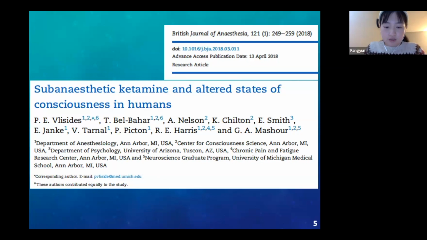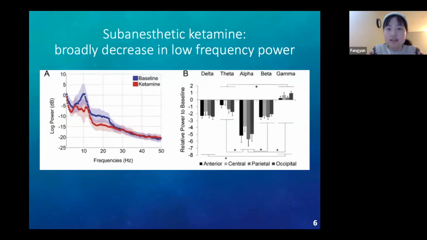Before jumping into our study, I would like to briefly talk about two other EEG studies which investigated the mechanism of subanesthetic doses of ketamine-induced dissociation. One is this paper published by Willis in 2018, in which they showed that the reduction of alpha power at the precuneus and the temporal parietal junction is the mechanism for subanesthetic ketamine-induced dissociation. They compared EEG power changes before and after ketamine infusion in healthy subjects.